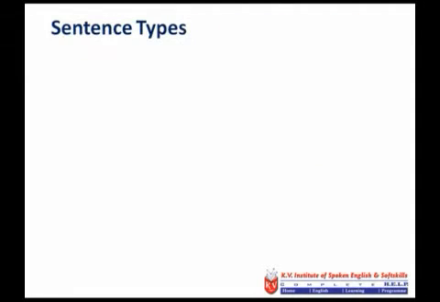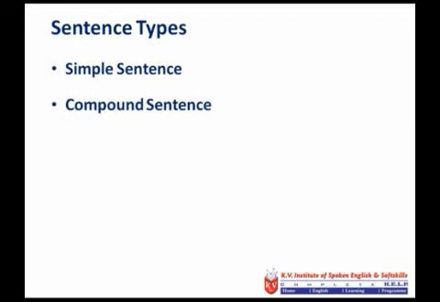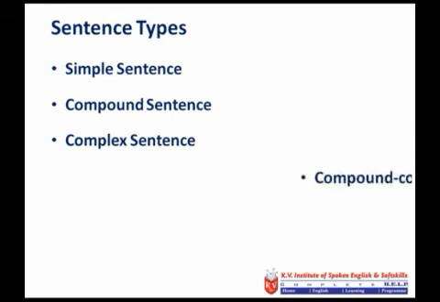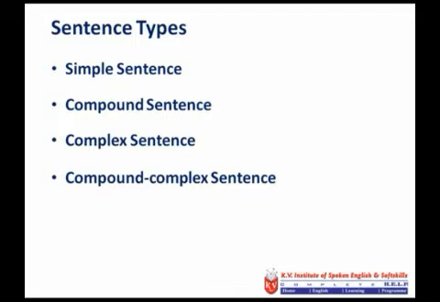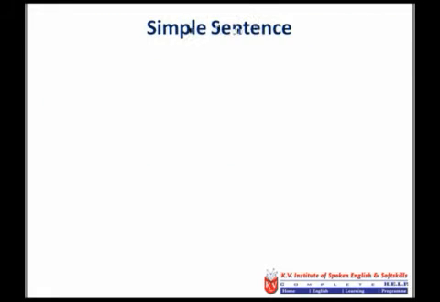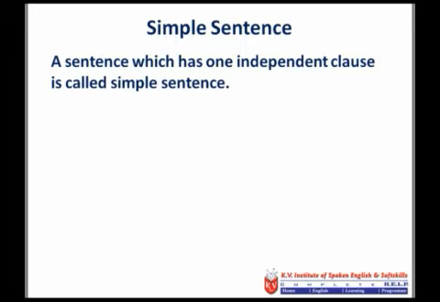Let us see sentence types. There are 4 types of sentences. They are simple sentence, compound sentence, complex sentence, and compound complex sentence. Let us know about simple sentence. A sentence which has one independent clause is called a simple sentence. It has one subject and one verb, although either or both can be compound. A simple sentence can have adjectives and adverbs. A simple sentence cannot have a second independent clause or a subordinate clause.